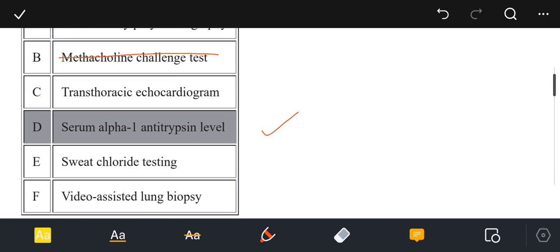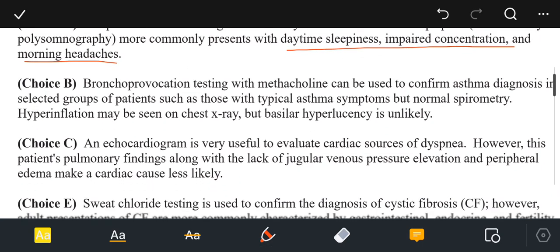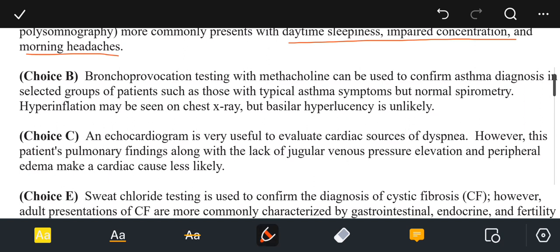This is not the option of choice because bronchoprovocation testing with methacholine can be used to confirm the asthma diagnosis in a selected group of patients such as those with typical asthma symptoms but normal spirometry. Hyperinflation may be seen on chest X-ray, but basilar hyperlucency is unlikely.